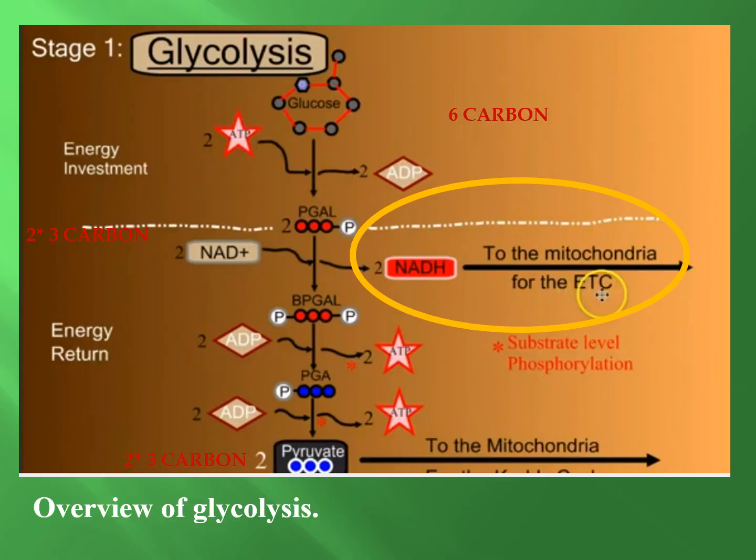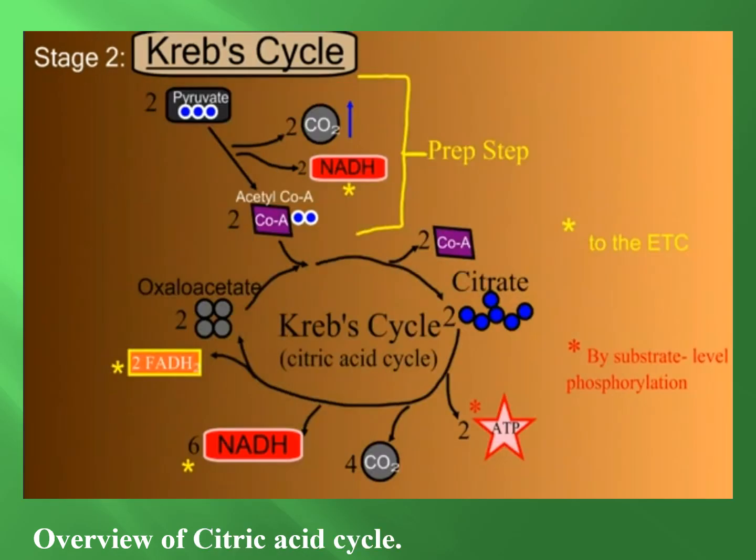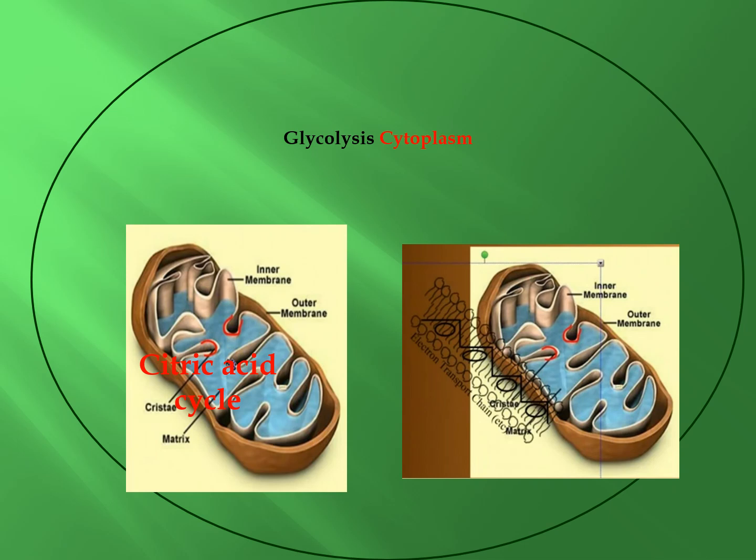So what happens during glycolysis is that it is the process which takes place in the cytoplasm. When NADH is produced, it needs to be transported to the mitochondria for the oxidation process. And this transfer is facilitated by the shuttle systems. There are two shuttle systems that we'll discuss.